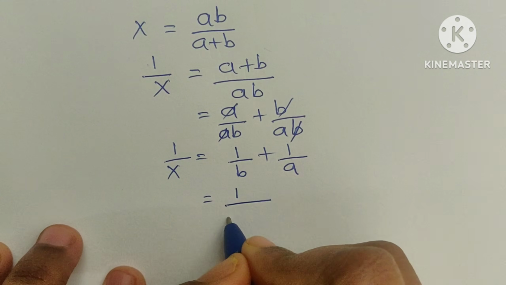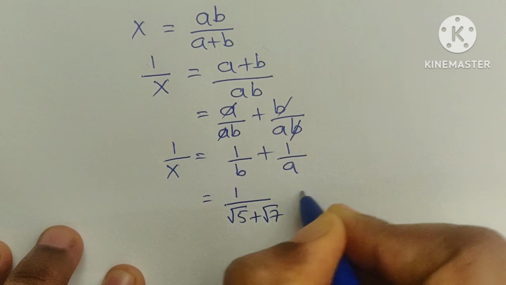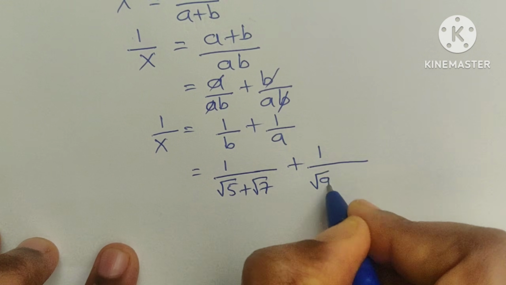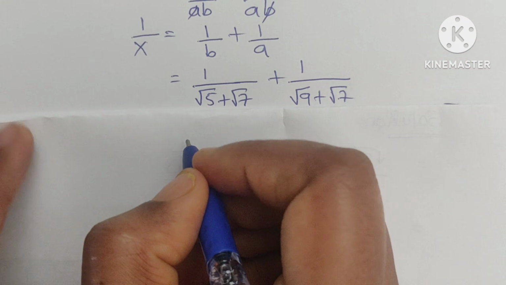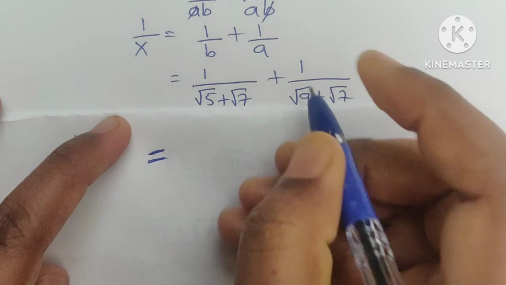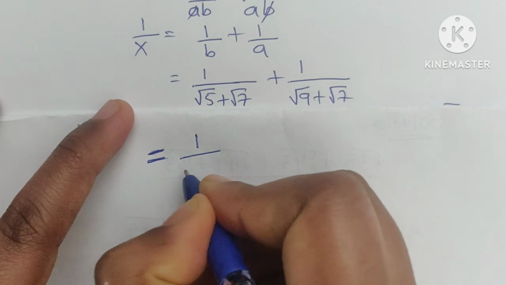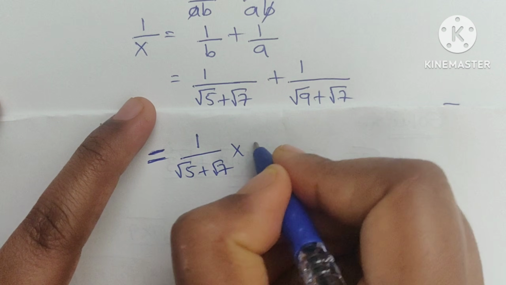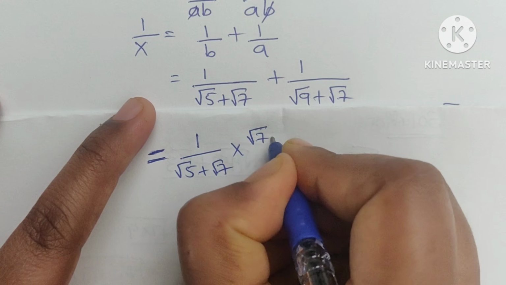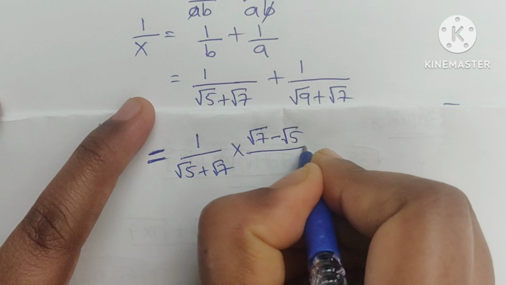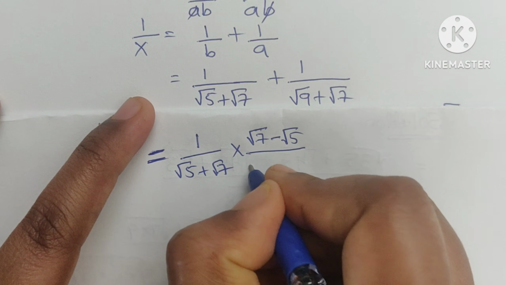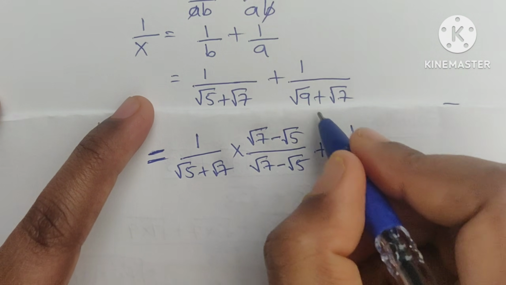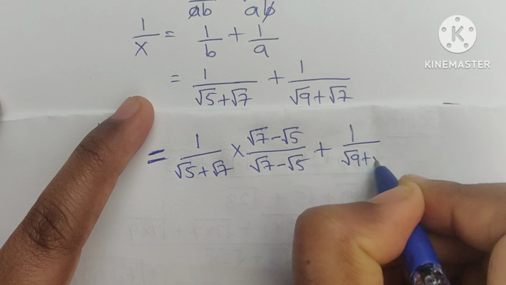1 by B value is square root of 5 plus square root of 7, plus 1 by A value is square root of 9 plus square root of 7. So now here we have to rationalize 1 by square root of 5 plus square root of 7. So multiply by square root of 7 minus square root of 5 in the numerator and in the denominator, square root of 7 minus square root of 5. So plus 1 by square root of 9 plus square root of 7.